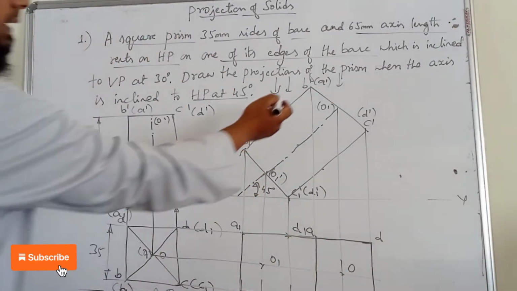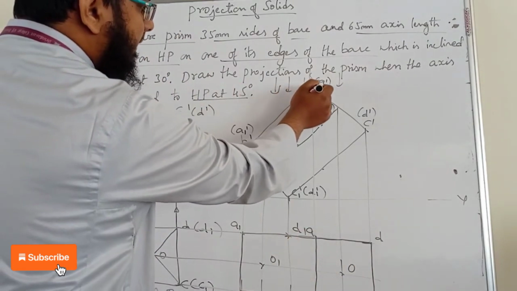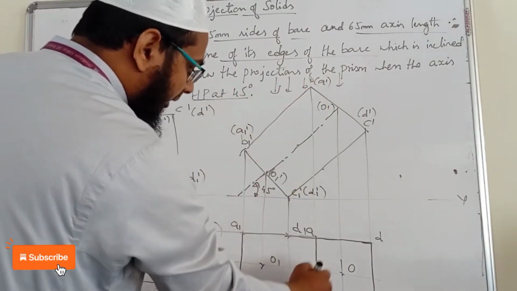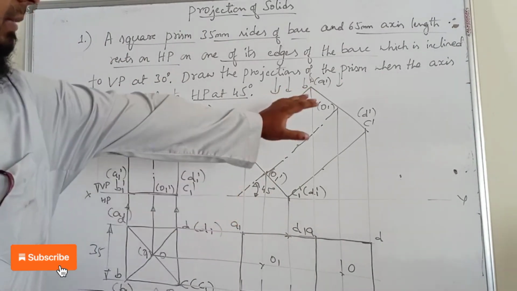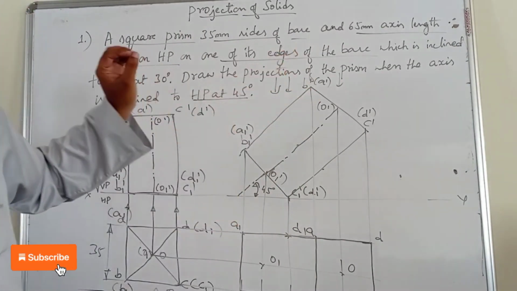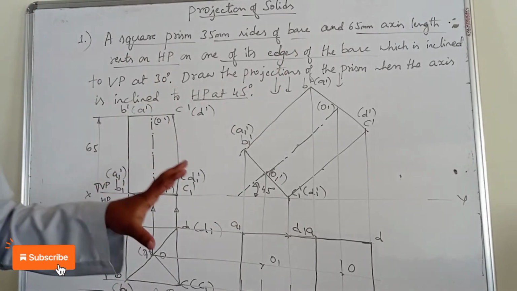Similarly, you can see that this edge B dash A dash, B1 A dash, is also visible. It is already written with a continuous line. Okay, that's the second step. The second step is writing the visible faces and visible edges. Now the third step is writing the hidden faces and hidden edges.